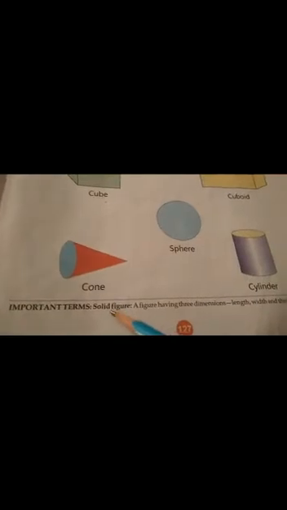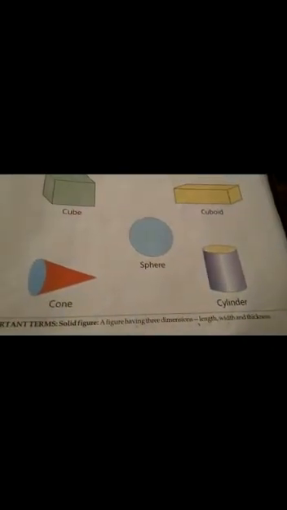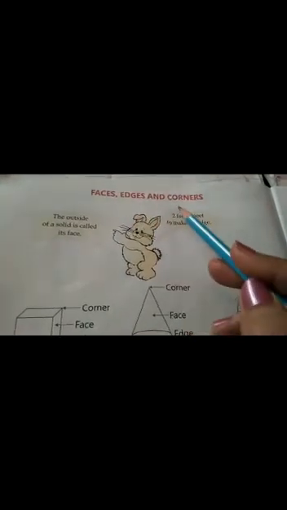One more important point for solid figures: a solid figure has 3 dimensions: length, breadth and thickness. Every solid has a face, edge and corners. Corners we have already learned. When two faces meet, it is called an edge, and the outside part, what is visible, is called the face.